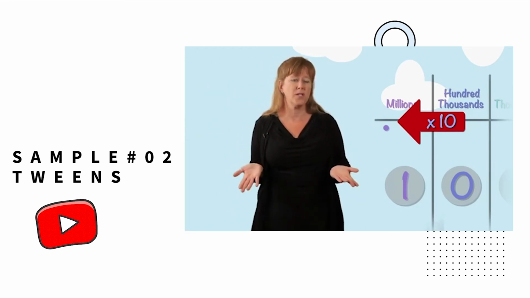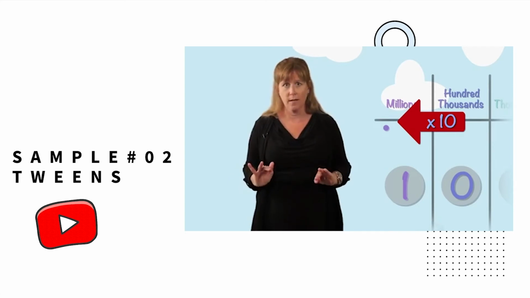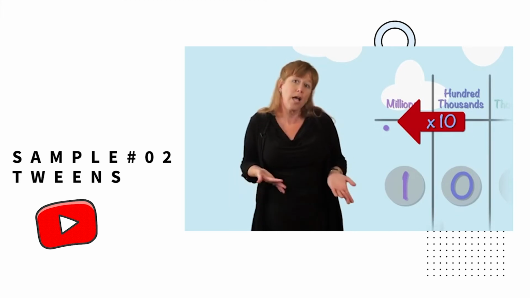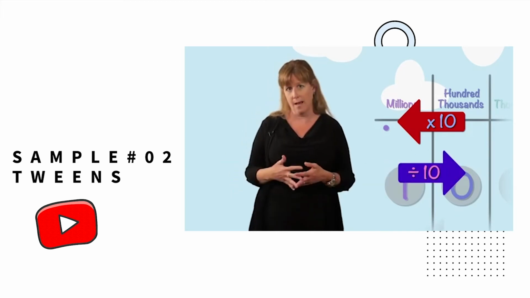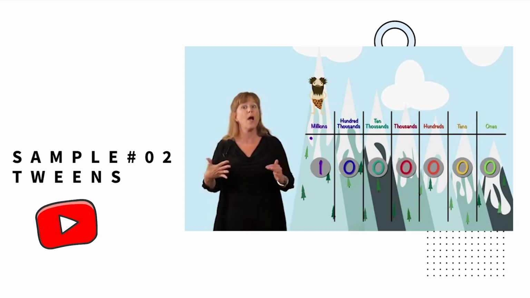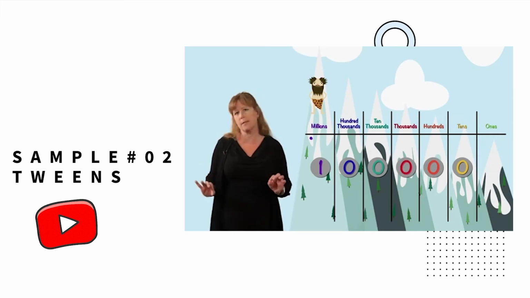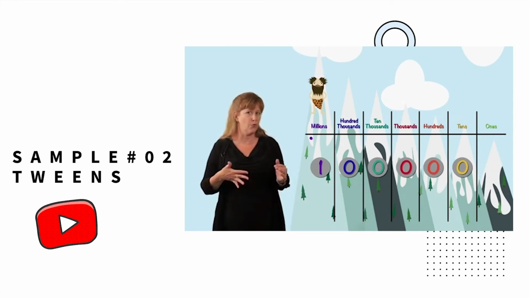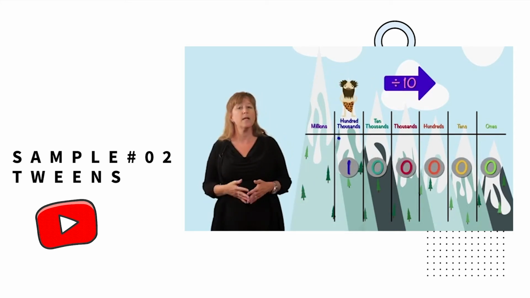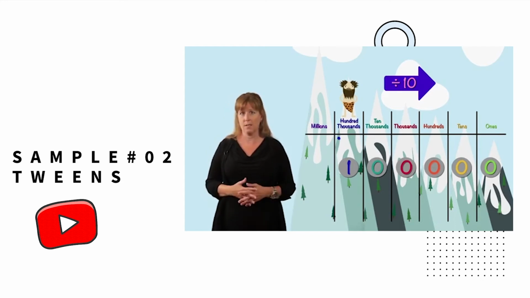The opposite of multiplication is division, and the opposite of left is right. So to go to the right, we divide by 10. So what is 1 million divided by 10? We know in multiplying, we moved one column and added a 0. So now we lose a 0 and move one column to the right. 1 million divided by 10 is 100,000.